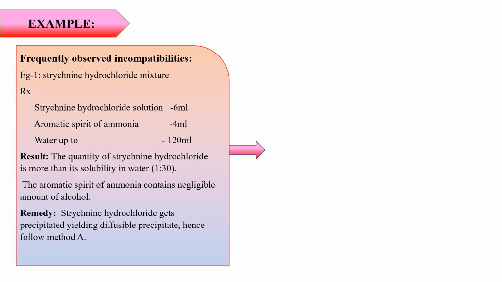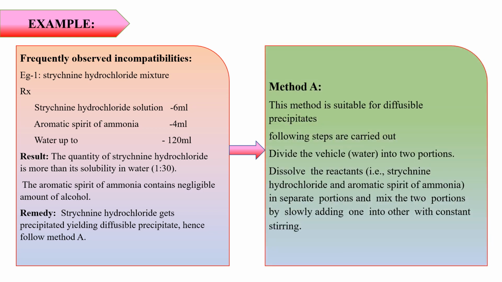So to overcome the diffusible precipitate, a method is followed, and this method is method A. The method has the following steps. The first is to divide the vehicle, that is water, into two portions. Dissolve the reactants, i.e. strychnine hydrochloride and aromatic spirit of ammonia, in separate portions and mix the two portions by slowly adding one into another with constant stirring.